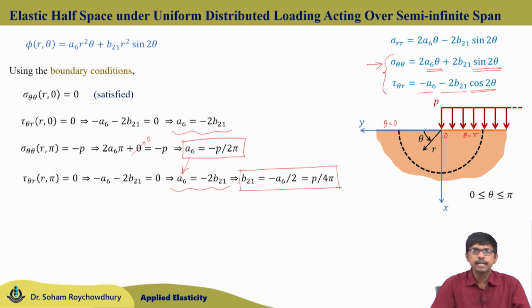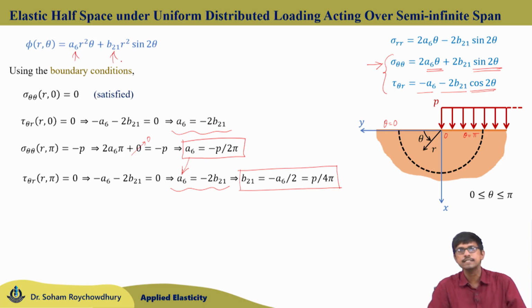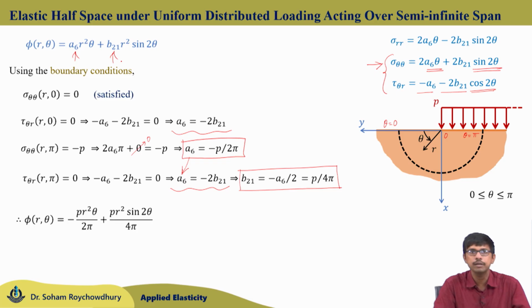So, both the constants which were present in the stress function, the two unknown constants a6 and b21, we are able to obtain both of them, and hence substituting those in the stress function, phi r comma theta becomes this. Phi is minus p r square by 2 pi times within bracket theta minus sin 2 theta by 2. So, this stress function is suitable for solving this problem where an elastic half space is subjected to the distributed normal line loading for the semi infinite span.